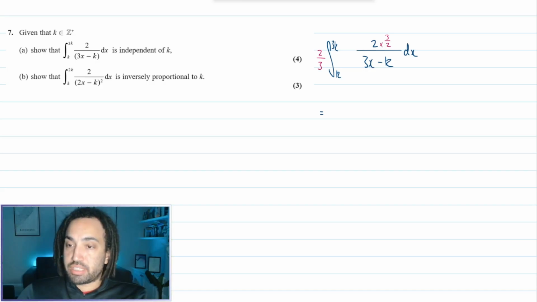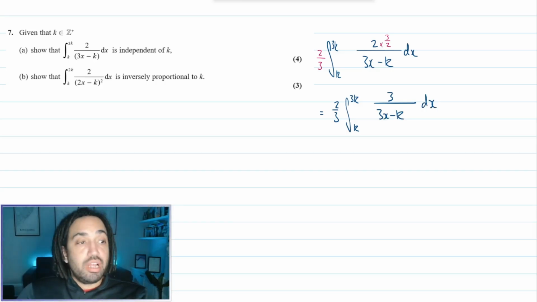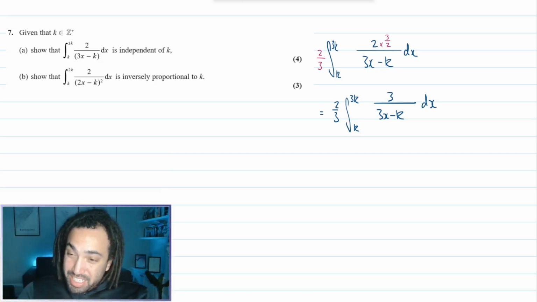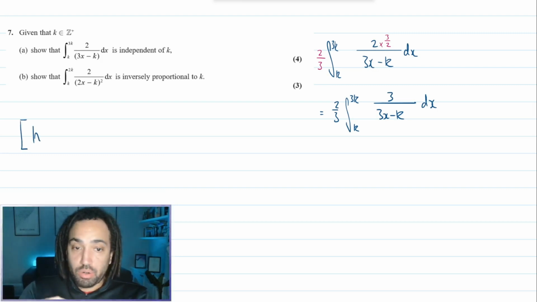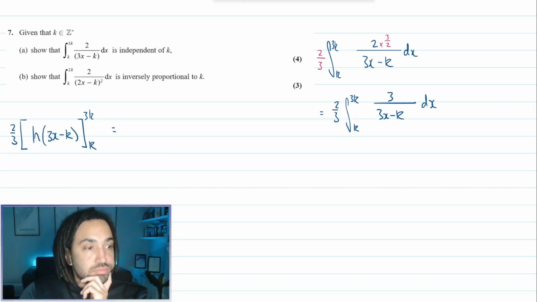Okay, perfect. So now this is the same as 2 over 3, the integral between 3k and k of 3 over 3x minus k. And when I integrate that, because the denominator's derivative is the numerator, I can write that as ln of the denominator. And there's a 2/3 outside, and I'm going between 3k and k. Okay, great. Now I just need to sub in.